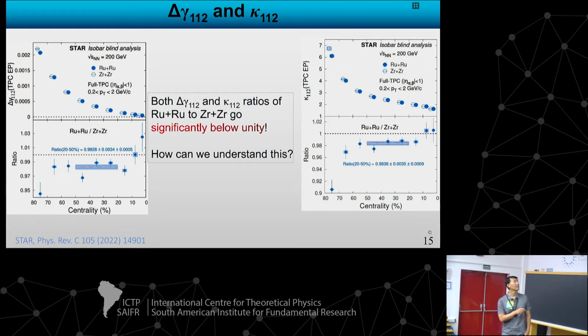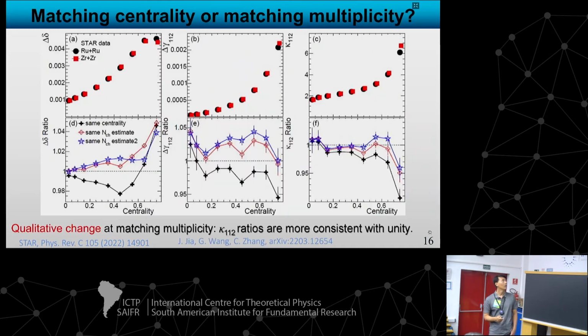Then we look at the CME sensitive signals, delta gamma and kappa. So delta gamma is below unity. And what's more important is delta kappa: when we normalize by V2 and delta delta, it's also below unity by 2%. This is hard to understand at first glance, because if you don't have CME, you should be at least 1. If you have CME, you should be above 1. How can you explain being below unity? This is just because of the centrality mismatch, or the multiplicity mismatch, between the two isobars.